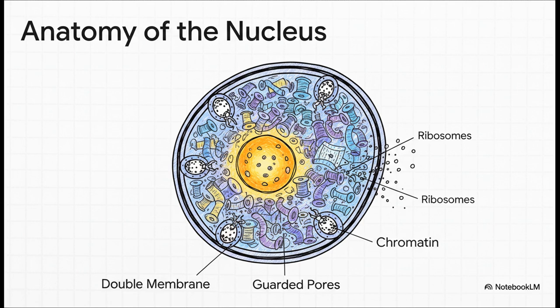And as you can see, its entire structure is built around protection and control. It's surrounded by a double membrane with these little guarded pores that act like checkpoints, regulating everything that comes in and out. Inside, you see the chromatin, which is that jumble of DNA wrapped around proteins that holds the genetic code. And right there in the center, that dense spot, that's the nucleolus. That's the special district where those protein factories we just talked about, the ribosomes, are first assembled.